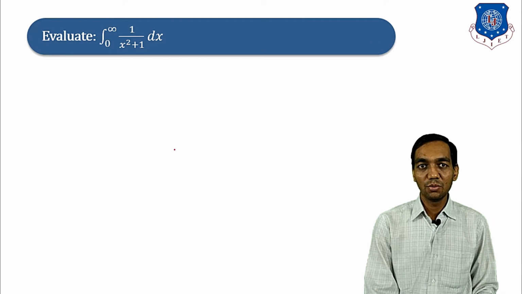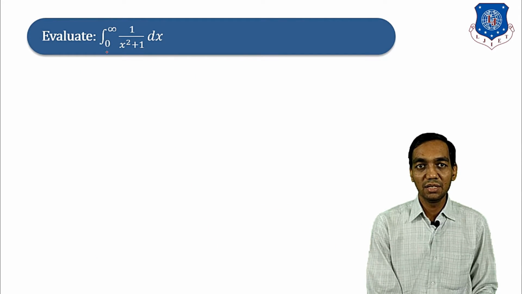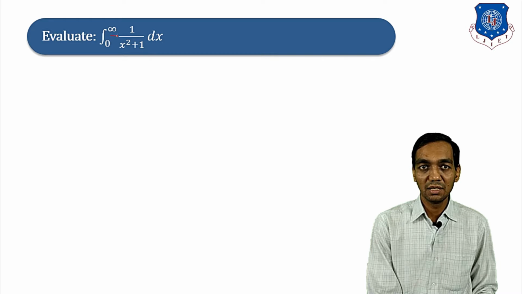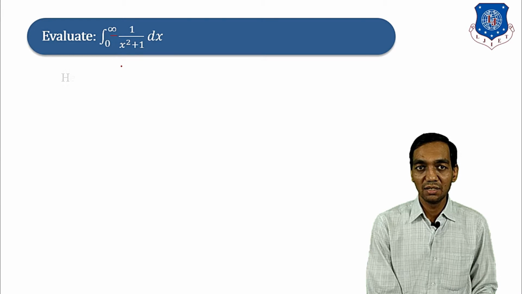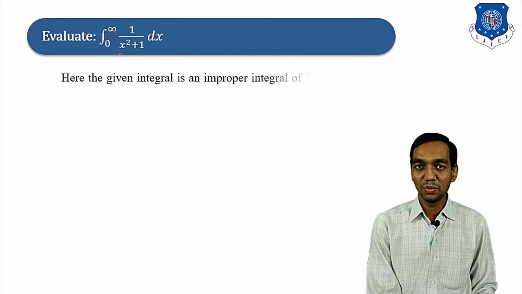Okay, now we are going with an example. Evaluate integration 0 to infinity 1 upon x square plus 1 dx. Now see here, the function 1 upon x square plus 1 is continuous everywhere, correct, and your limit is infinite, so the upper limit is infinite, so it gives improper kind 1.